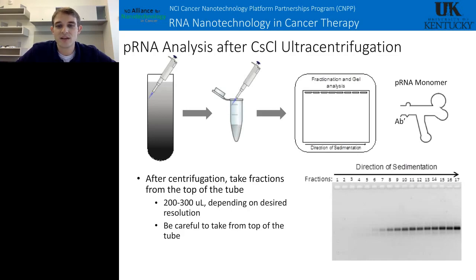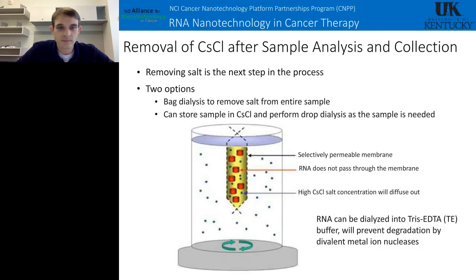So you can see I have some real data here at the bottom right from purifying the pRNA monomer. And you can see that the direction of sedimentation is from left to right. So my fraction 17 was the most dense, and then fraction 1 was the least dense. So you can see the RNA migrates to the most dense portion of the gradient. So after sample collection, you want to combine all your particles.